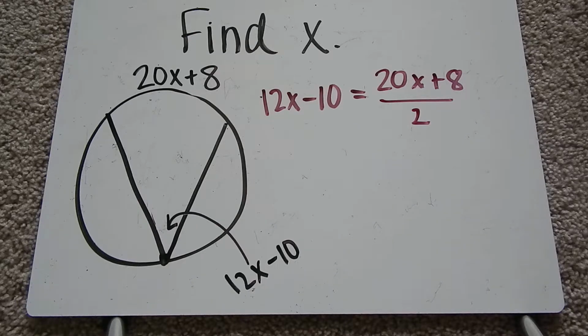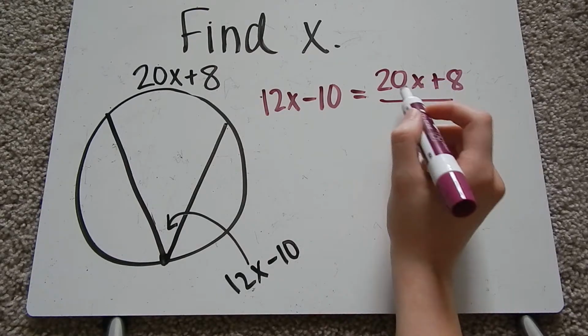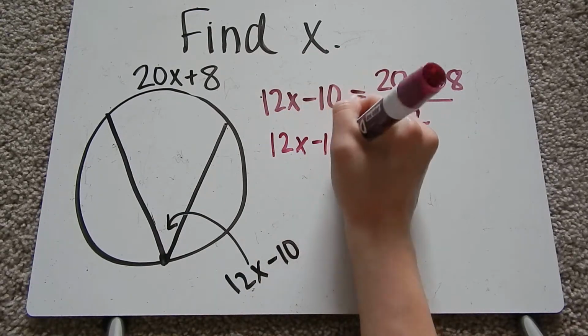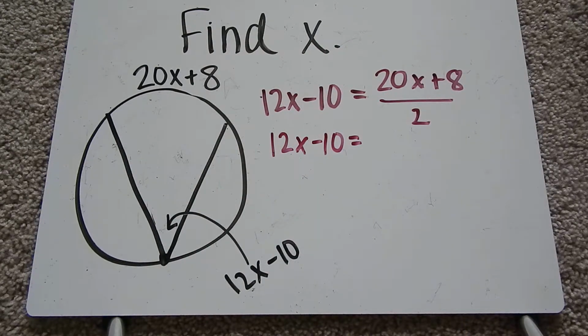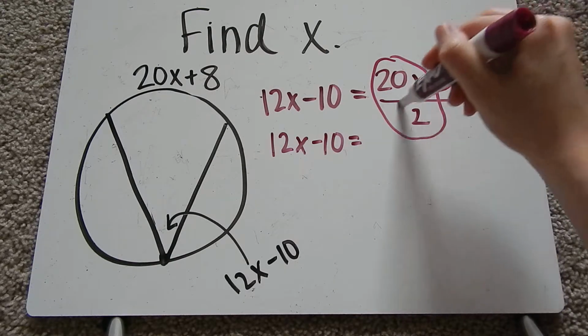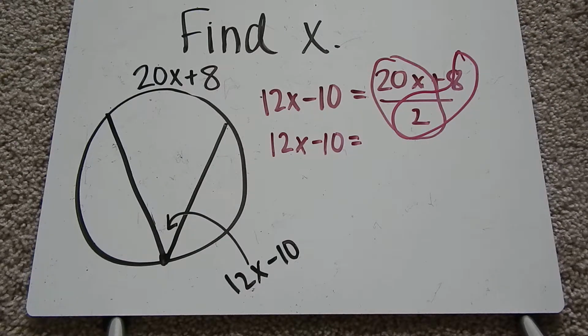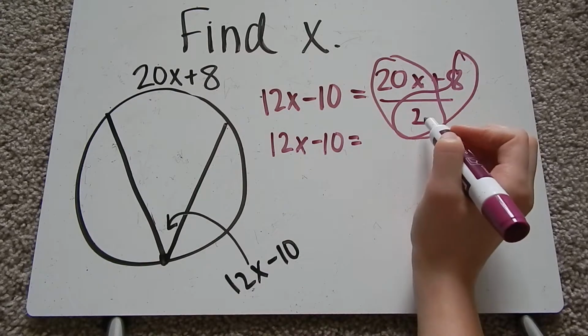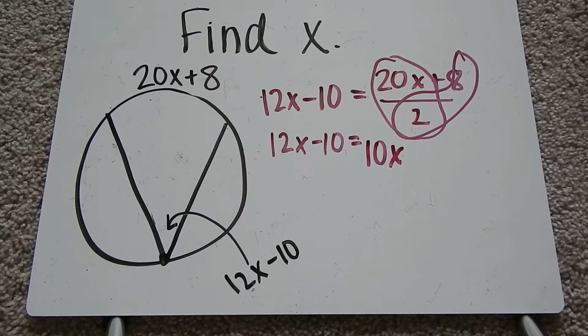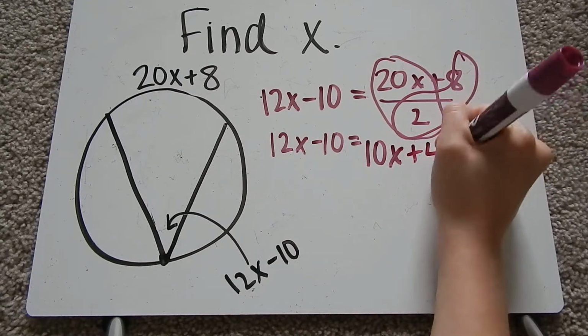So when we're dividing, this is a binomial because there's two terms. When we're dividing it by 2, we have to divide everything by 2, each term. So we need to divide 20x by 2 and 8 by 2. And then that's how we get half of our binomial. So 20x divided by 2 is 10x. Do not forget to stick the x back on there, because the x stays. And then plus 8 divided by 2 is 4.